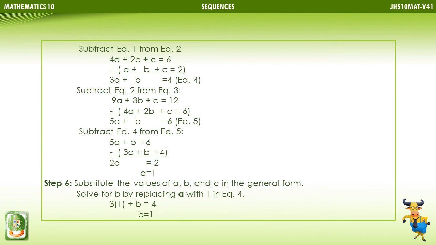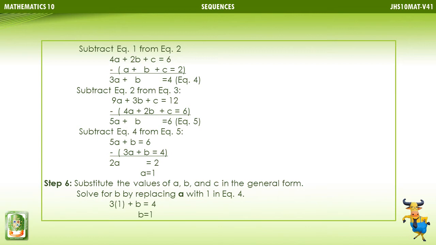Subtract equation 2 from equation 3. 9a plus 3b plus c equals 12, minus 4a plus 2b plus c equals 6, equals 5a plus b equals 6, equation 5. Subtract equation 4 from equation 5. 5a plus b equals 6, minus 3a plus b equals 4. 2a equals 2, so a equals 1.